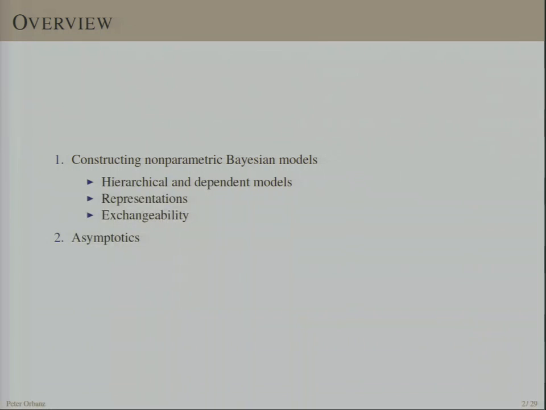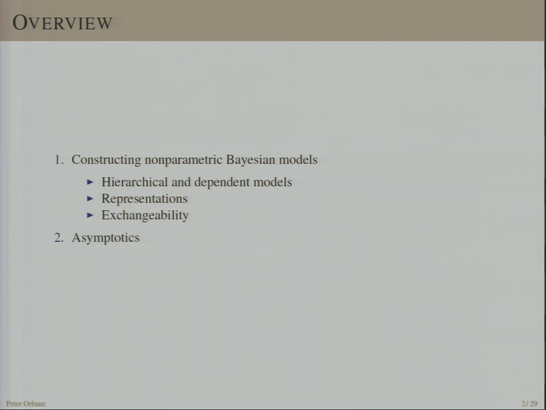So I'm going to spend the first part of the lecture talking about constructing new nonparametric models. One way of doing that is by taking models that already exist and modifying them in a certain way. There are ways to stick these models together to build more complex models, which is called hierarchical modeling. There are ways to make these models dependent on something, like on a covariate, on time, for instance. And then when we want to design models for which there's no modeling primitive available, then we have to think about how we represent models in the first place.